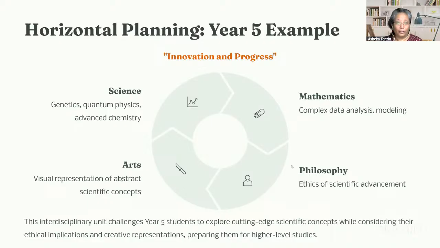Philosophy could be a part of individuals and societies, where you're looking at ethics. And in arts, your visual representation of abstract scientific concepts. You can study this and you can look at an IDU. So when you're looking at horizontal planning, one is thinking about IDU, and also thinking about ATL skills. What are the skills that we are teaching in the other subjects which will help the learning of sciences as well?